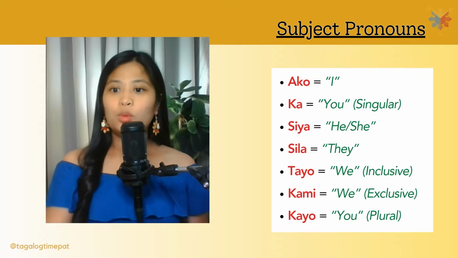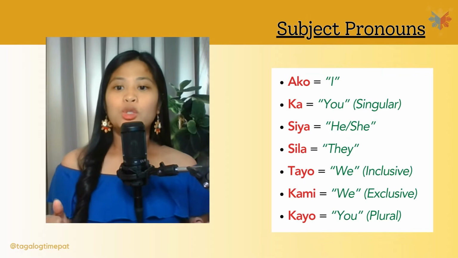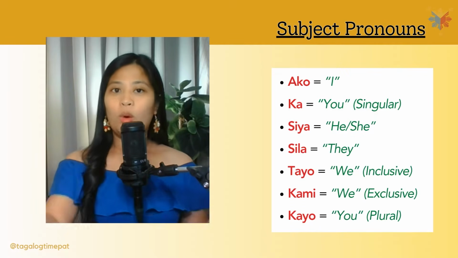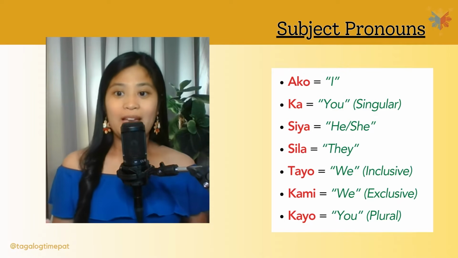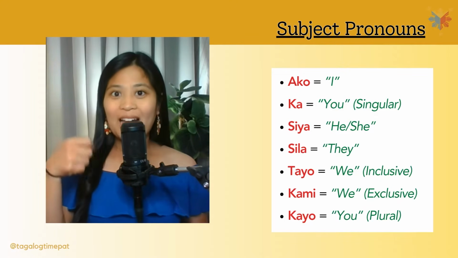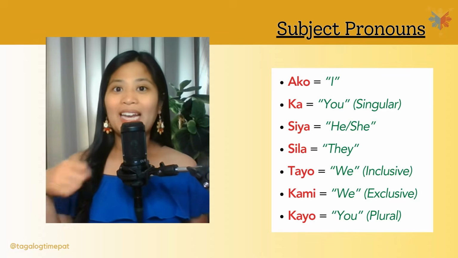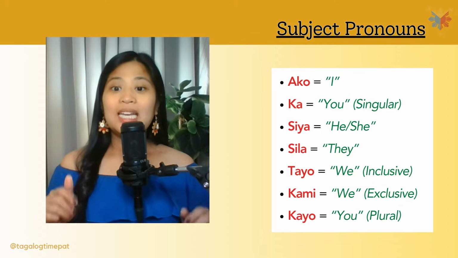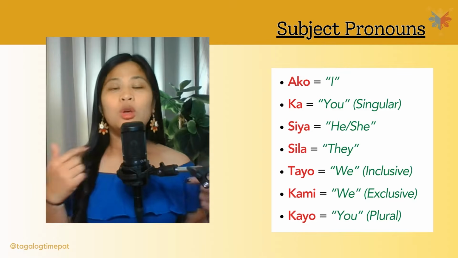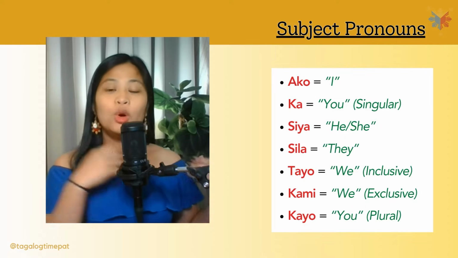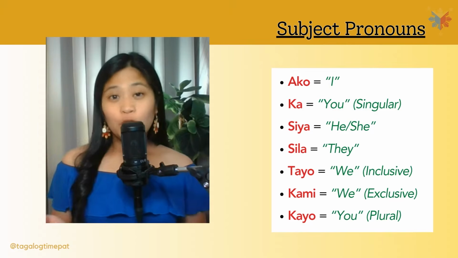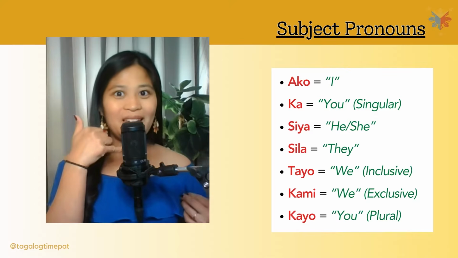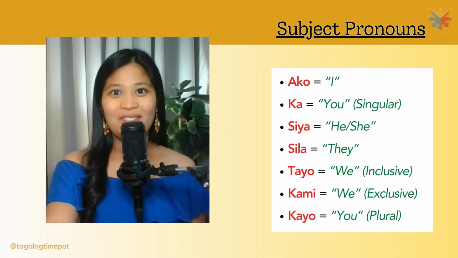So now let's go back to the 2 different types of we here. Tayo is all of us together. You and me and the whole class, we are all doing the action. So kumakain tayo. We are all eating. It's inclusive because everyone is doing the action. Versus kami means me and someone else. So me and my husband Chris, we are eating. Kumakain kami. We are eating. You're not doing the action. I'm just telling you about it. So maybe you're calling me and I'm like, oh, kumakain kami. We are eating. So that's exclusive.